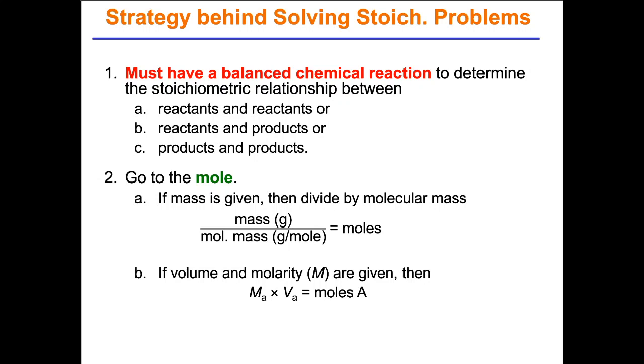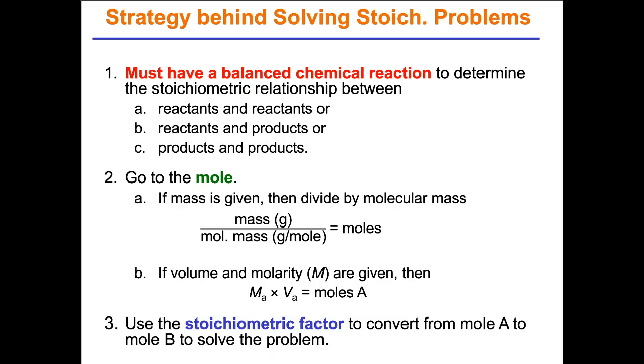If for some reason you're given volume instead, okay, so if you're given volume and molarity, you can still get to moles, because we haven't really talked about molarity much, but molarity is moles per liter. So you just multiply by your volume in liters, and those would cancel and leave you with moles. Okay, then use your stoichiometric factor or stoichiometric ratio to convert from moles of A to moles of B. And this is true for any of these calculations. There's a lot of words for it, but they all mean the same thing here.